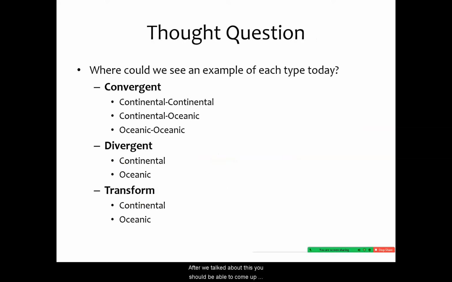After we've talked about this, you should be able to come up with an example of one of each of these, at least where we could see each of these types today. And if you're not sure, you could go back and look at that map that we showed. Where would you see an example of continental-continental convergence, right? The big answer that we gave was the Himalaya. What about continent-ocean convergent? We talked about the Andes.